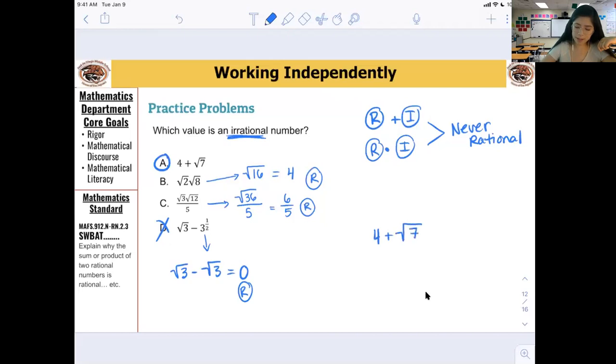and that's because 4 plus the square root of 7, that's rational plus irrational, which is always what? Irrational. It's always irrational. I got confused because I thought we were adding them instead of multiplying for some reason. So that's something to just keep in mind.